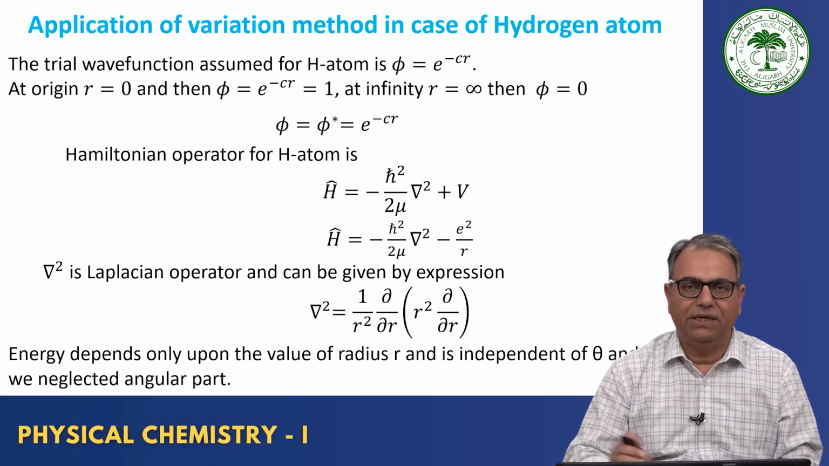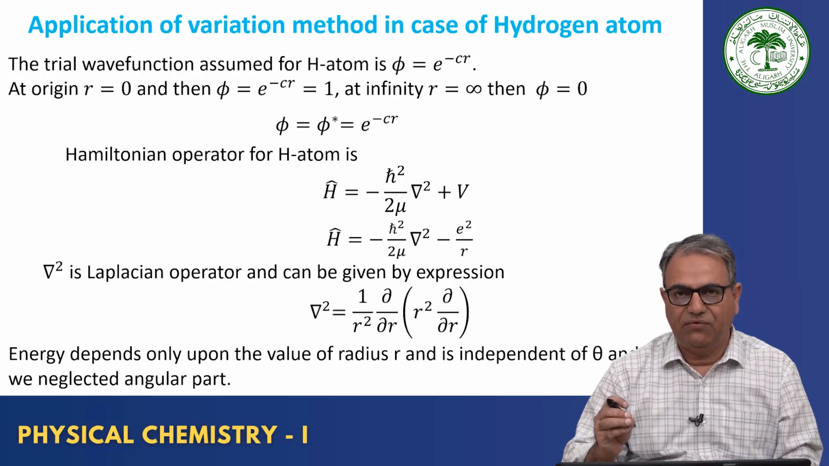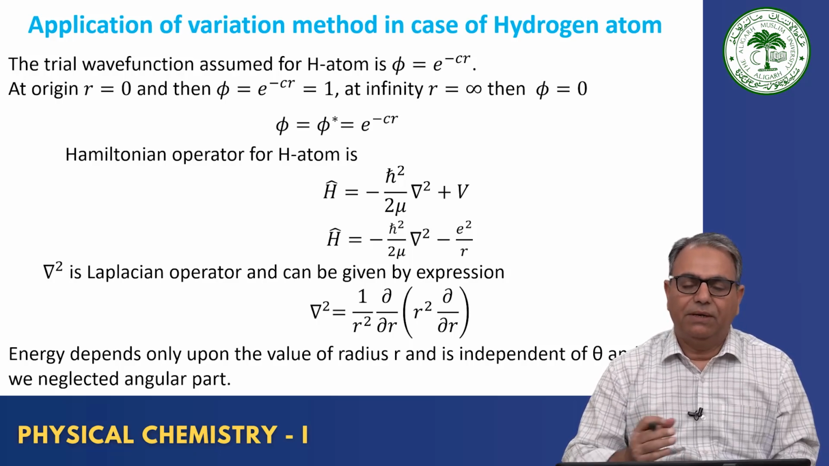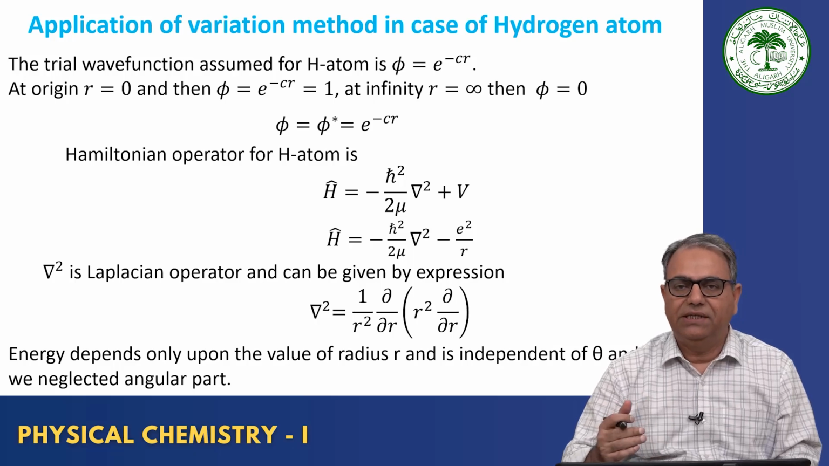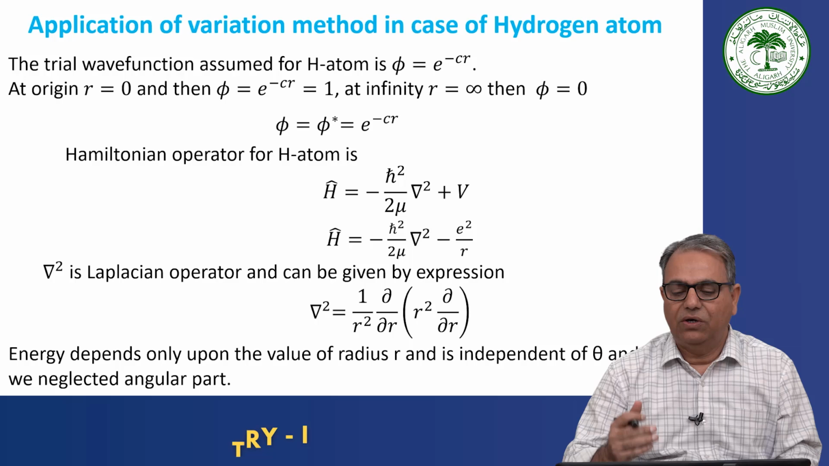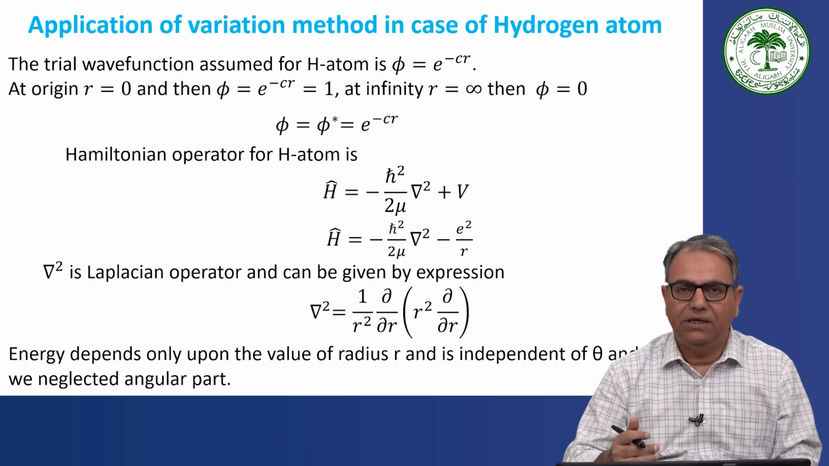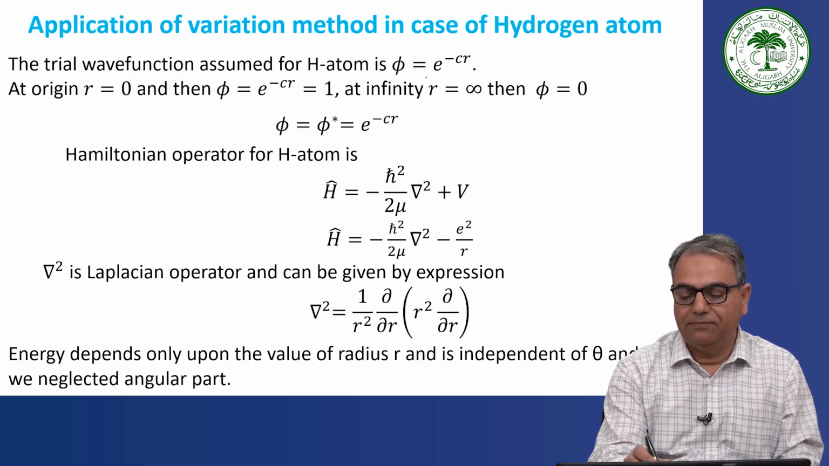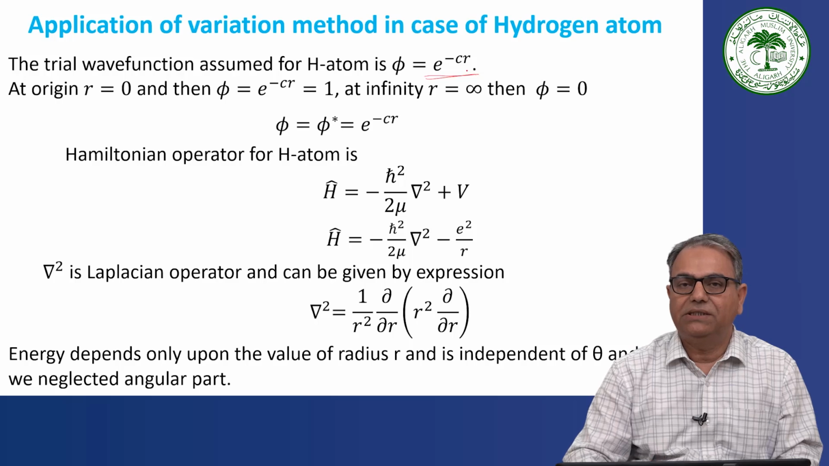This was the basic premise, and then I started applying the variation method to the example of the hydrogen atom. If you remember, it is a lengthy derivation, and I left you in between, so a quick recap of what we did in the previous module is required. The trial function which we assumed was phi equal to exponential minus CR. Obviously, C is the variation parameter.